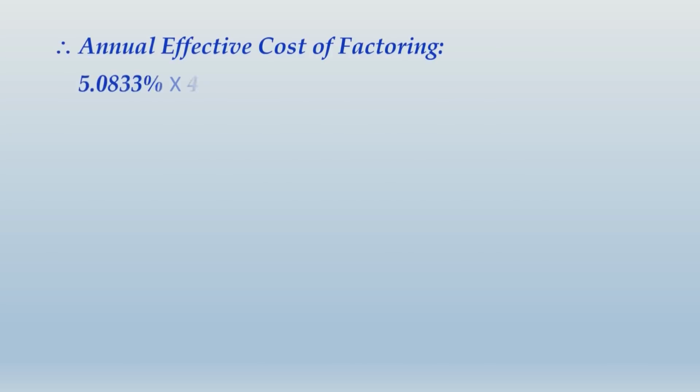Let me show you even that. So the effective cost of factoring for the year will be 5.0833% multiplied by 4 cycles, and that comes to 20.33% per annum. So friends, we are not going to follow the per cycle calculation. This was just for you to understand this concept. Once you are clear with this, we will solve all the questions ahead with annual calculations only.